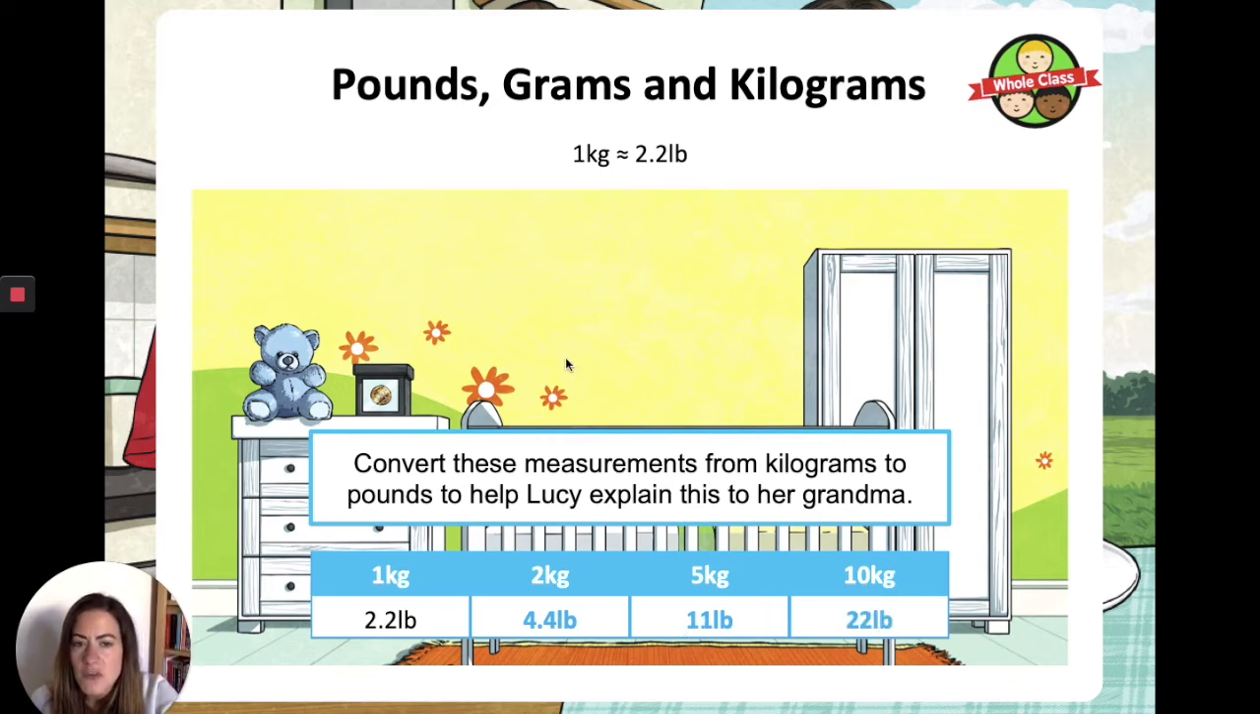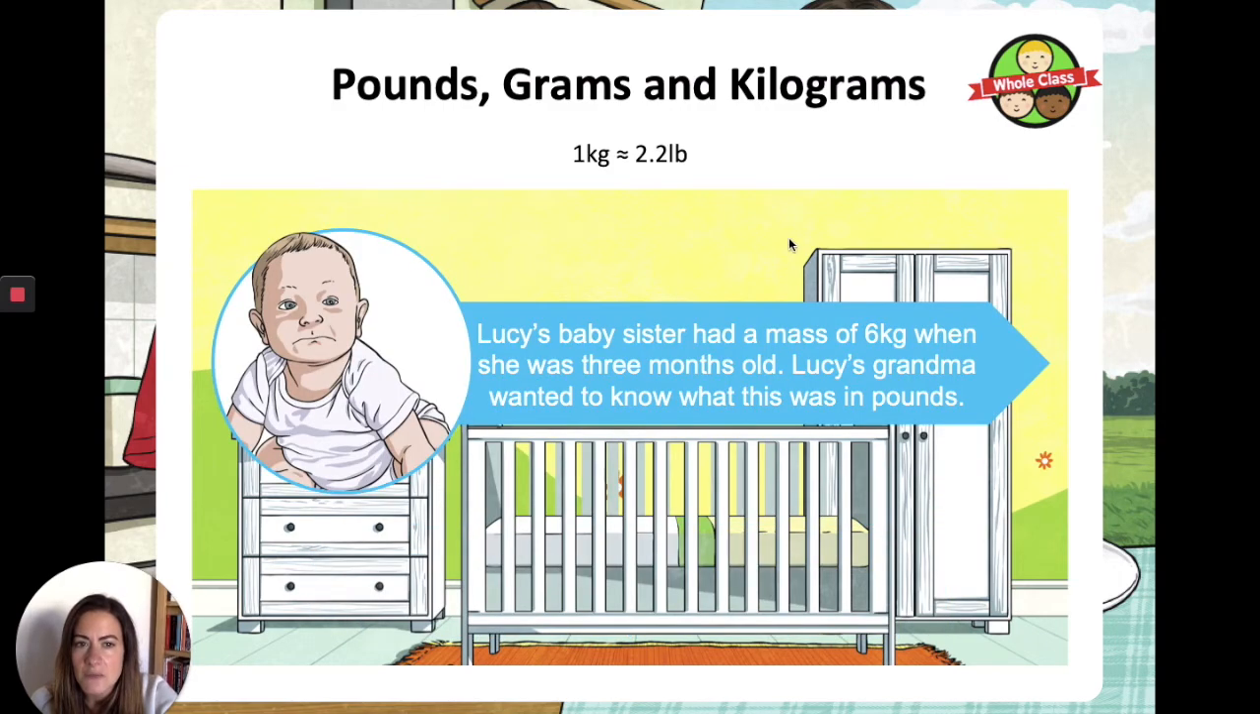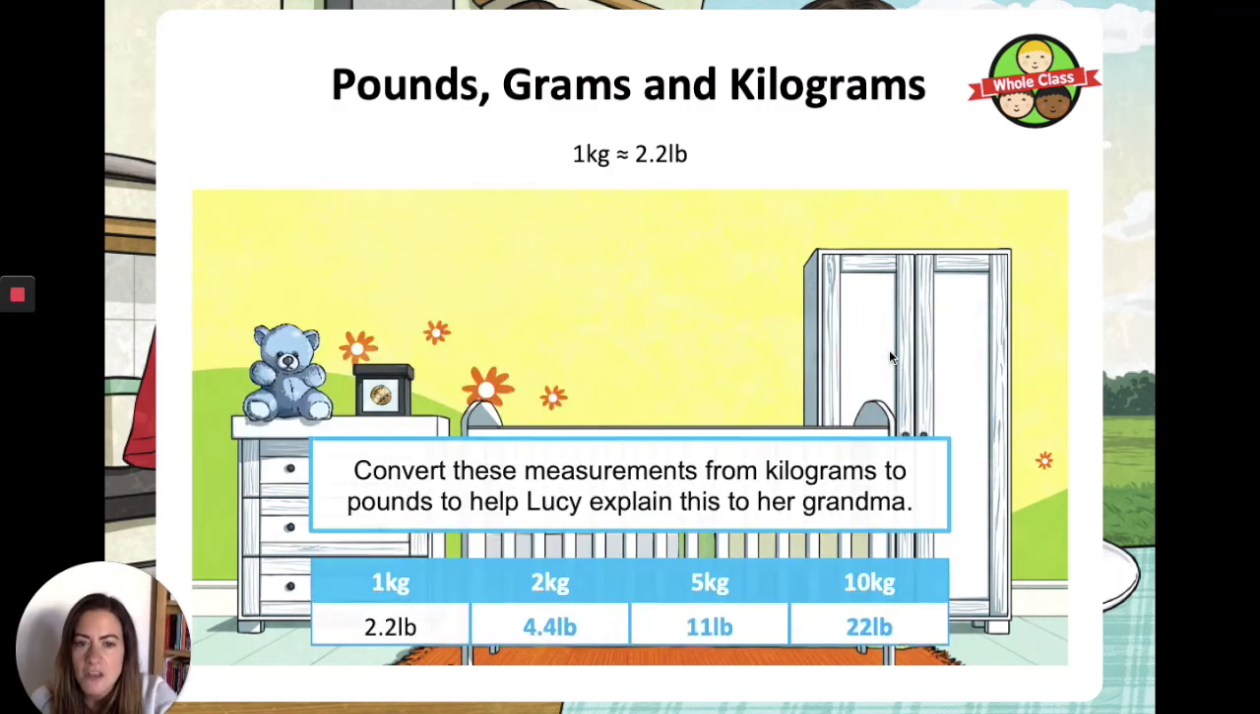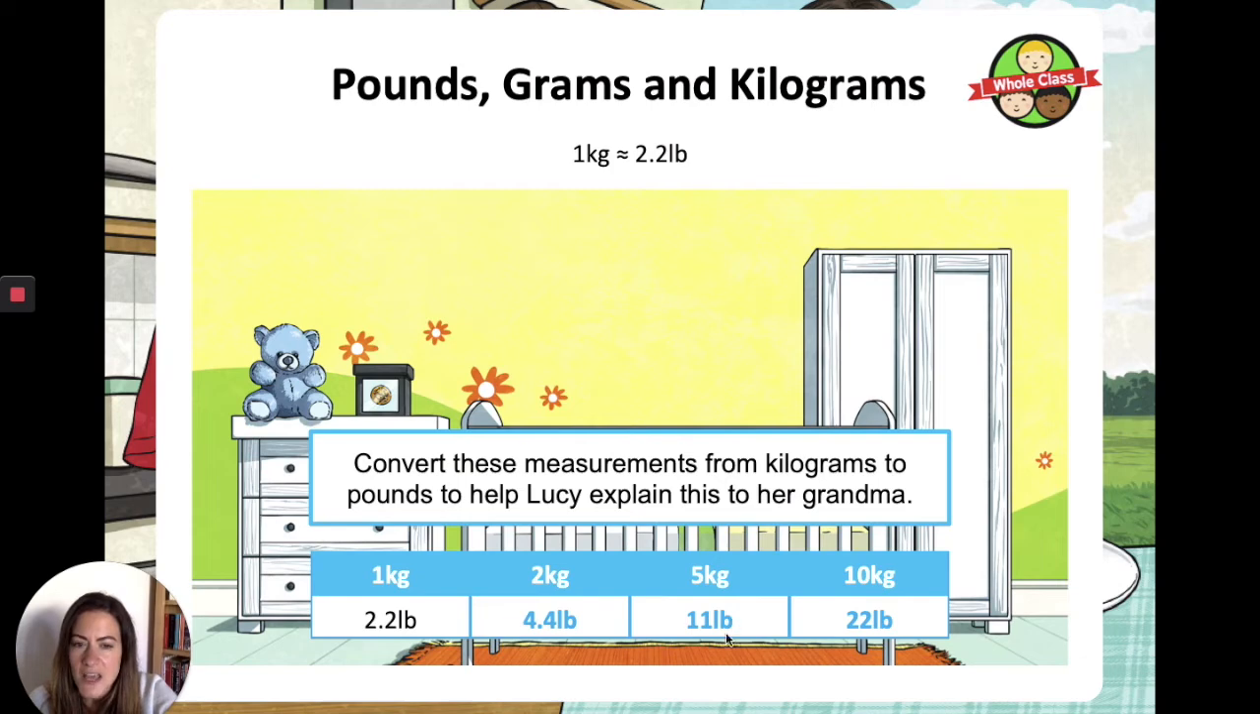So if you remember the baby, how much was the baby? The baby was 6 kilograms. So we haven't got 6 in our table, but I know that 5 plus 1 makes 6. So I can add the conversion for 5 kilograms and 1 kilogram, 11 plus 2.2 is 13.2. So the baby was 13.2 pounds.